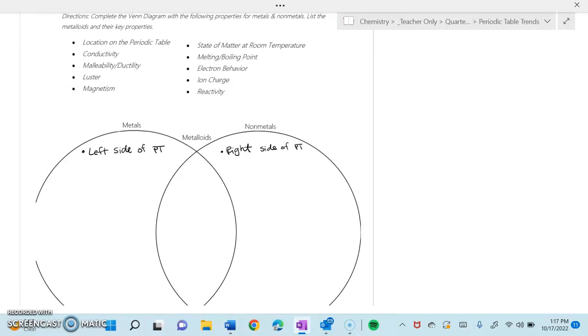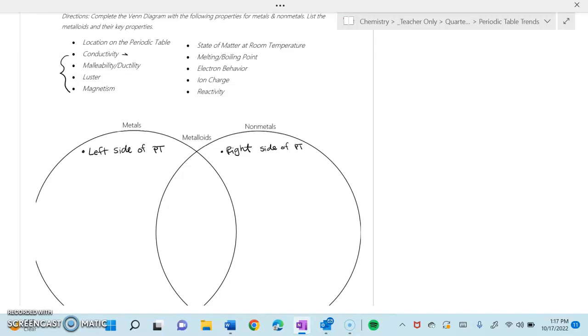Next, we're going to look at some basic properties of metals and nonmetals: conductivity, malleability, ductility, luster, and magnetism. So let's just briefly describe what these mean before we put them into metals and nonmetals.